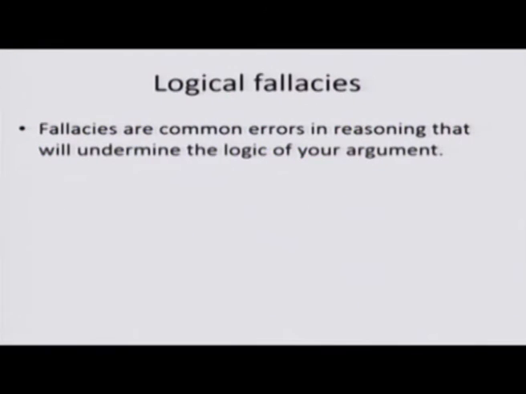So, the next aspect is what we call logical fallacies. What are these? These are errors in reasoning. You have some evidence and you reach some conclusion. The kind of errors you make in reasoning are called logical fallacies. These will undermine your argument, these will weaken your argument. Let us look at some very common logical fallacies.